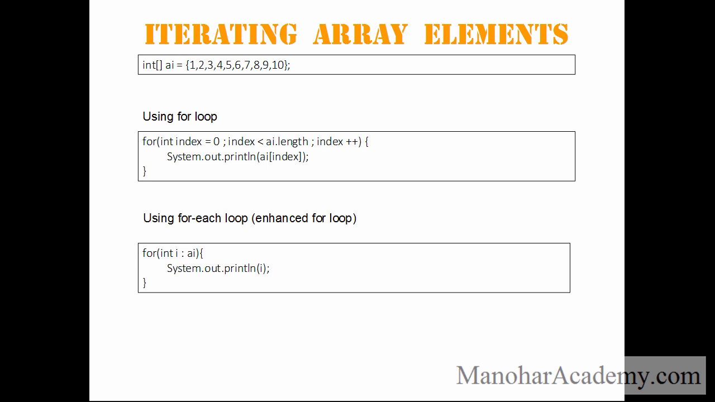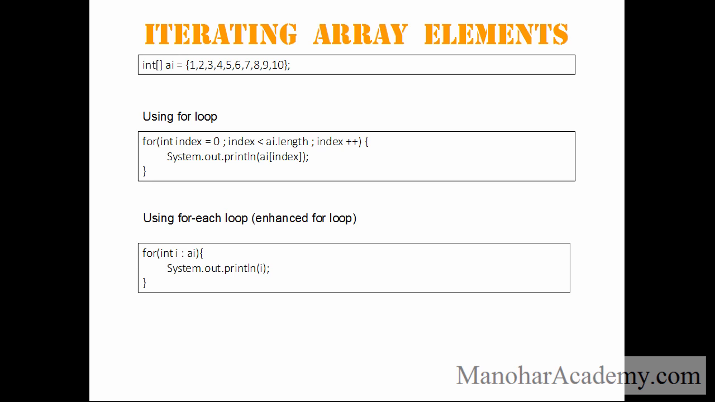So if you want to iterate that array, or print, or do something with all the elements in that array, then we have two options: either use a for loop using the index position, or use a for each loop, also called the enhanced for loop. We can see the benefits and limitations of the for each loop in the next slide.